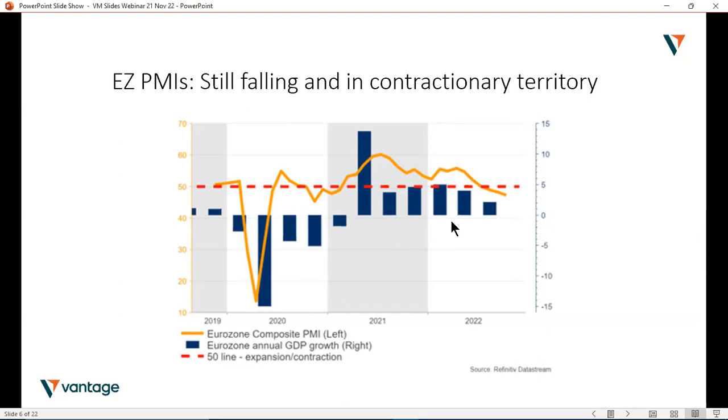And you can see here, anything below this 50 line denotes contraction. So we're still in contractionary territory on that sort of orangey line. That's the composite numbers, if you like, so combining manufacturing and services. So below 50, still in contractionary territory, which is pointing really to a winter recession in the Eurozone economy.